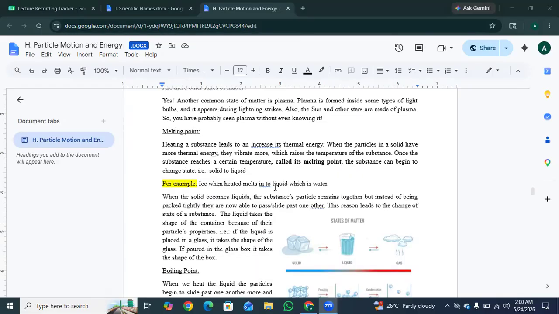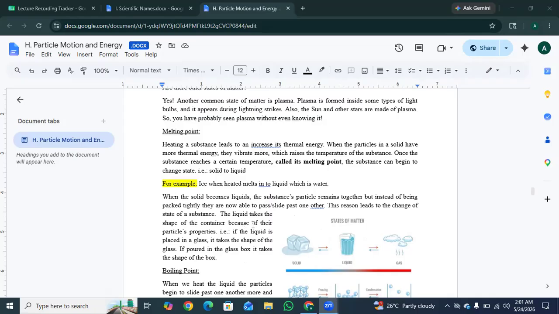Okay, let's take the basic example, which is ice. When we heat the ice, it changes its state. Ice, when heated, melts into liquid, which is water. So when the solid becomes liquid, the substance particles remain together, but instead of being packed tightly, they are now able to pass or slide past one another. These reasons lead to the change of state of the substance.